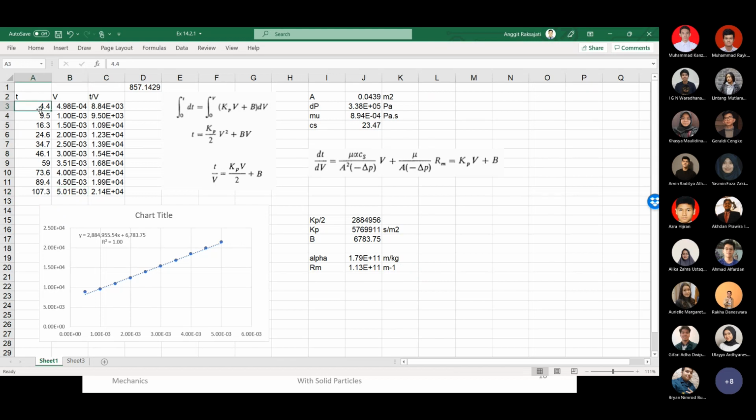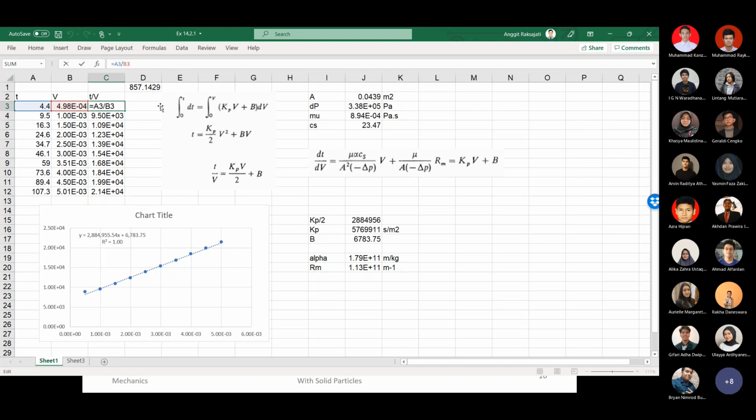First measure time, second measure time, third measure time, up until the last time of the experiment. Then at each collection time, the amount or volume of the filtrate is measured, at each sampling time. So in this case, I think we have 10 sampling times. Now you just have to rearrange the equation as explained before.